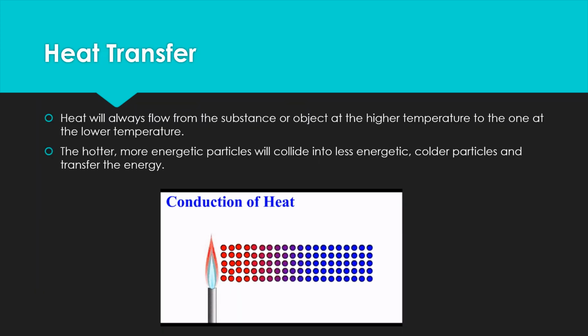So heat transfer. Heat will always flow from our substance or object that has a higher temperature to the one with lower temperature. So this helps us figure out the direction of heat flow and if something is endothermic or exothermic. The hotter, more energetic particles will collide with less energetic particles or colder ones and transfer the energy. So our hot particles, we can see in the picture, are vibrating more, those ones in red, and as they hit the ones in blue, they start to transfer that energy and those ones start to warm up and move faster. So this is how heat is actually transferred from one substance to another.